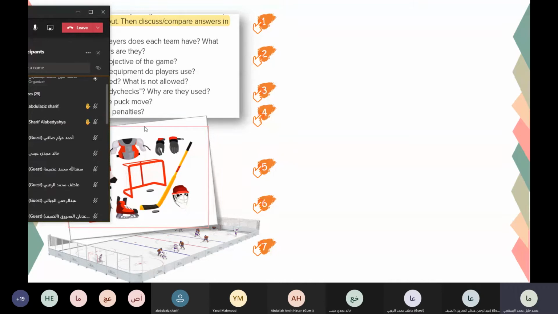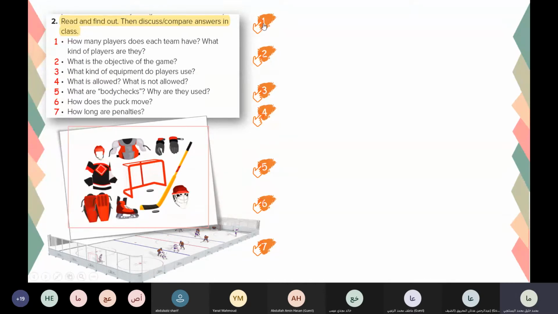Sharif? 9 players. How many players does each team have? 9 each. Are you sure? 9 or 6? 6. Yes, 6. We have 3 kinds of players. 3 forwards, the center, and 2 wingers. Here we have 3, 2 defensemen, and a goaltender. So here we have 6. Good. Each team has 6 players: 3 forwards, 2 defensemen, and a goaltender.